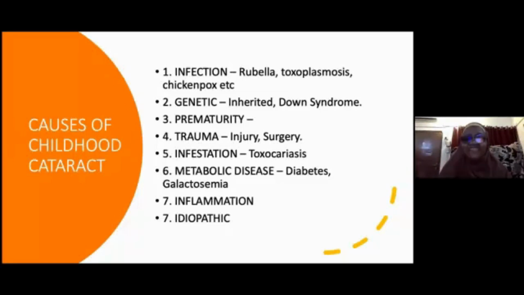And then having said all of this, sometimes we absolutely find no cause for these cataracts. When you look around, do all your tests and find no cause, we refer to this as idiopathic, which means you didn't find a cause. So many a time, we have children who have cataracts that are idiopathic. We never find a cause.